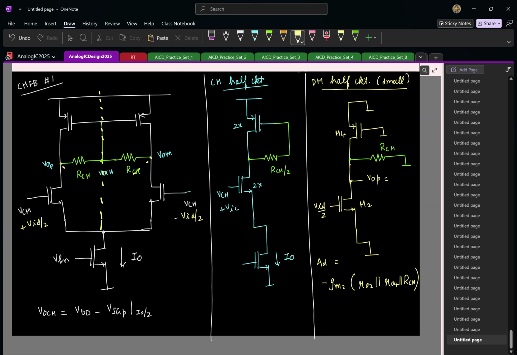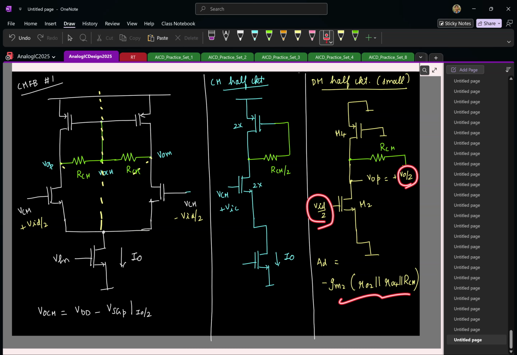Remember, VO plus is basically one half of the output. So the gain from VID by 2 to VOD by 2 is this. Which means the gain from the actual VID to the actual output is the same.